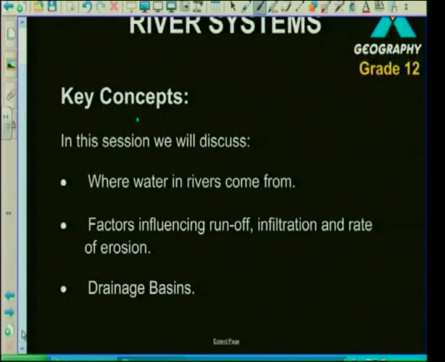Our first thing that we are going to look at, the key concepts for this first section. We will look at where the water in our rivers actually has come from, how did it get there. Secondly, the factors that influence runoff. Just a reminder, grade 12s, that when we refer to the word runoff, we are looking at how much water is moving across the surface of the earth.